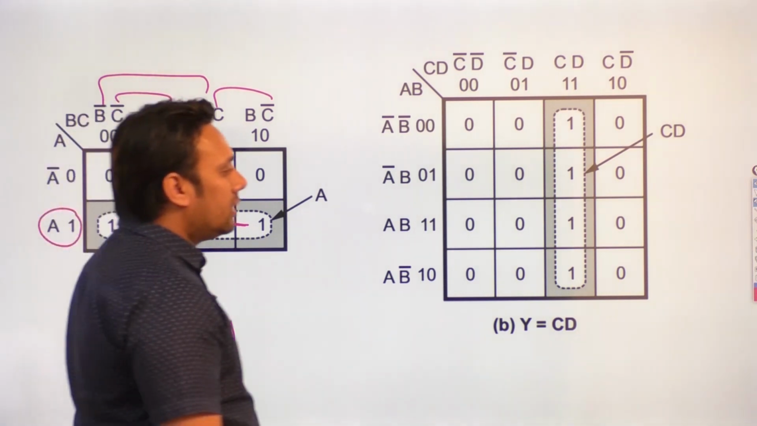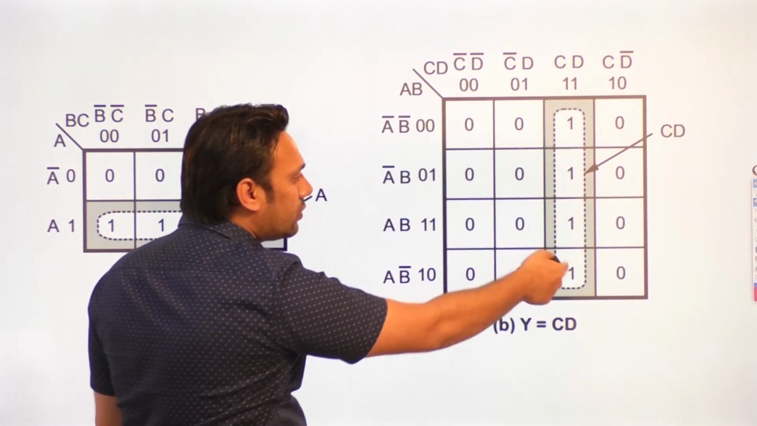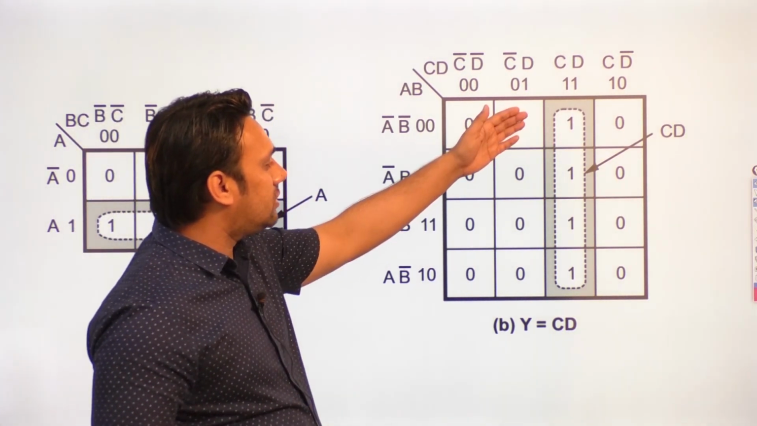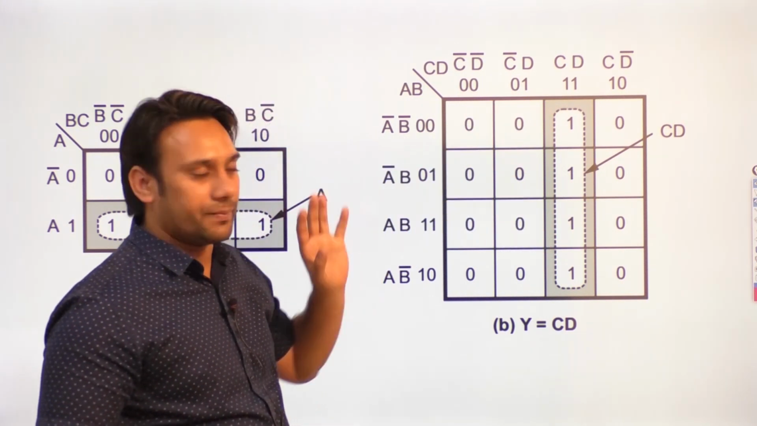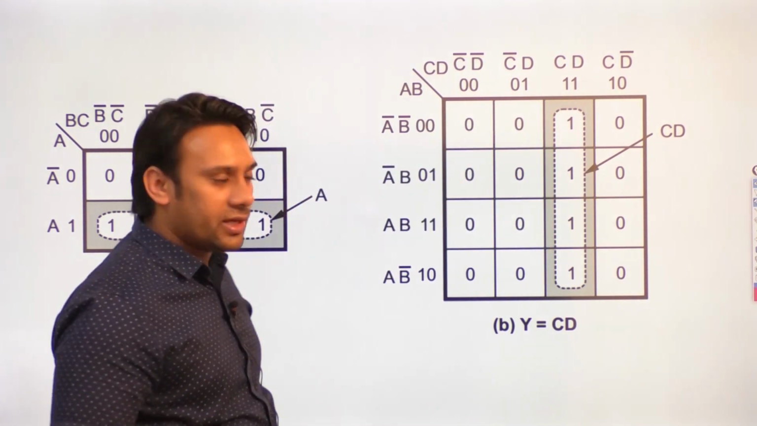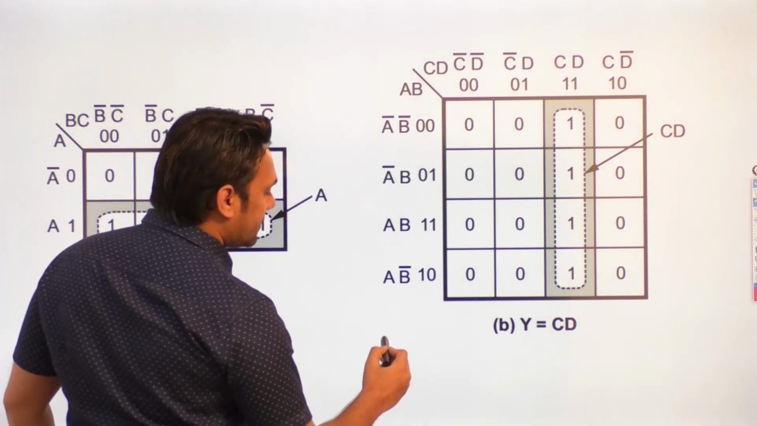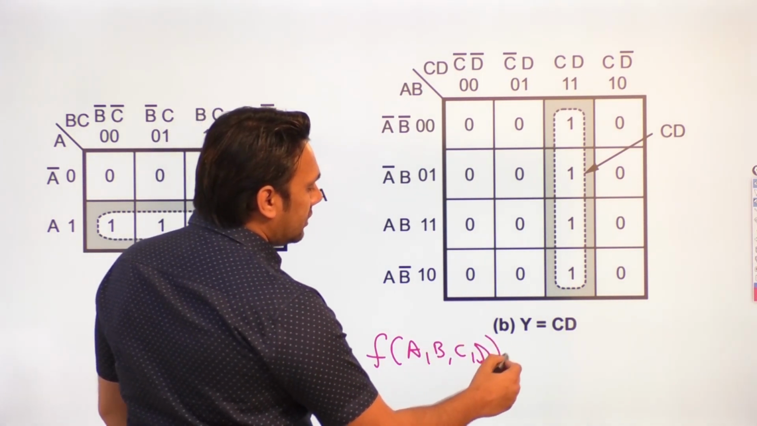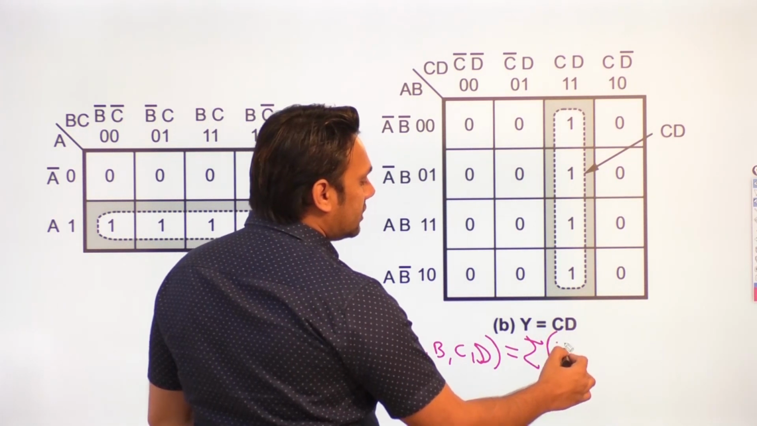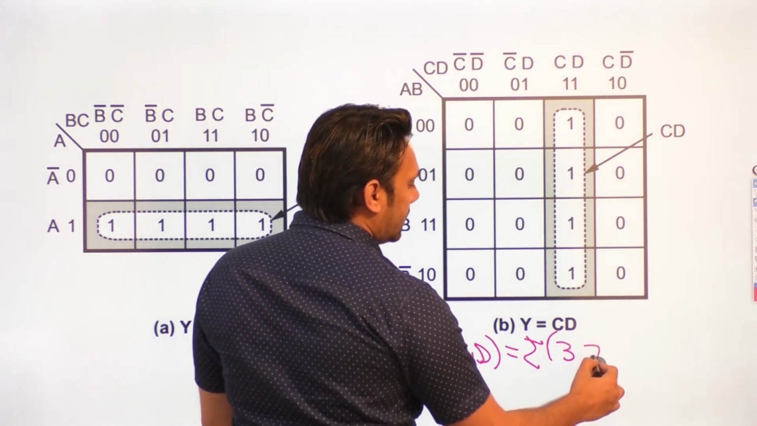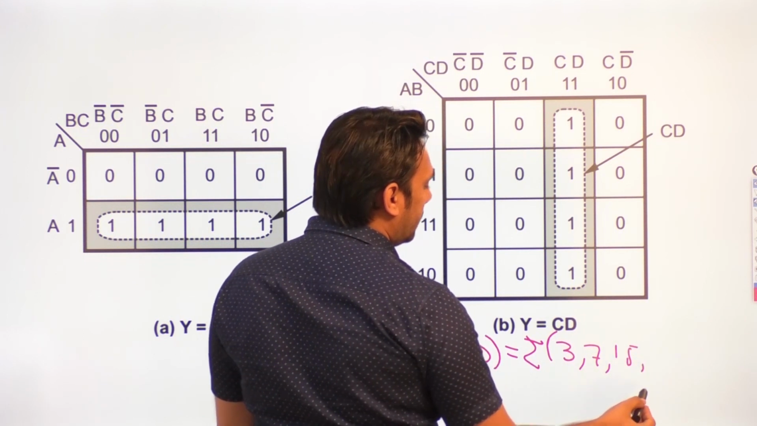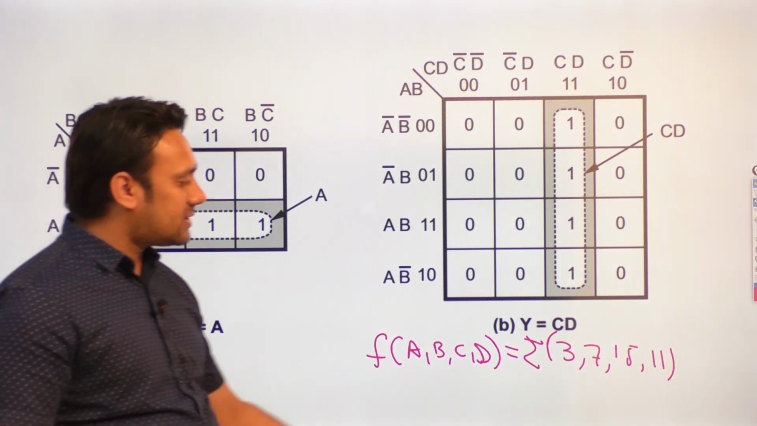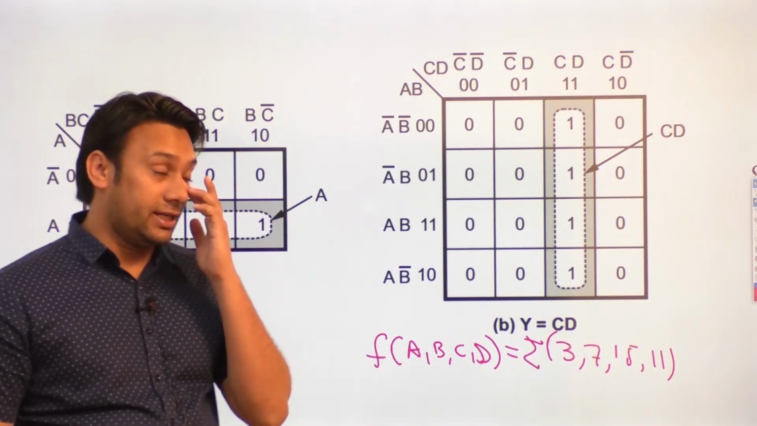A. In the same way, if you look at this K-map, all of these locations are representing a 1. If you look at it very clearly, then you will find that this is representing a function f of a, b, c, d, which is equal to summation 3, 7, 15, and 11.